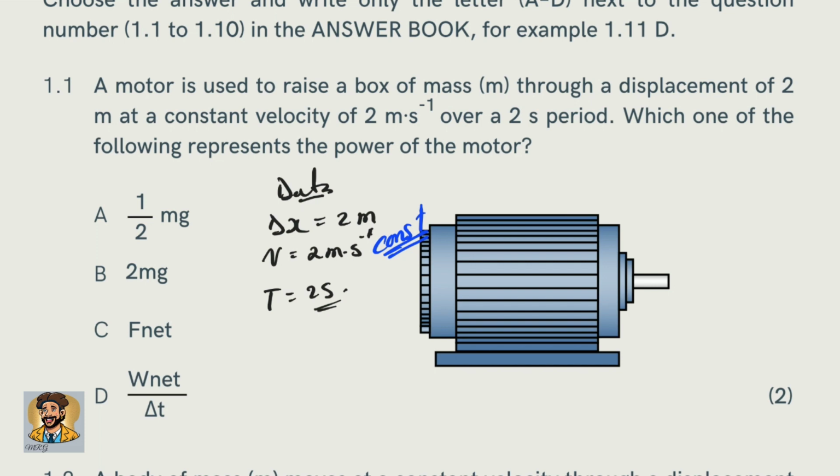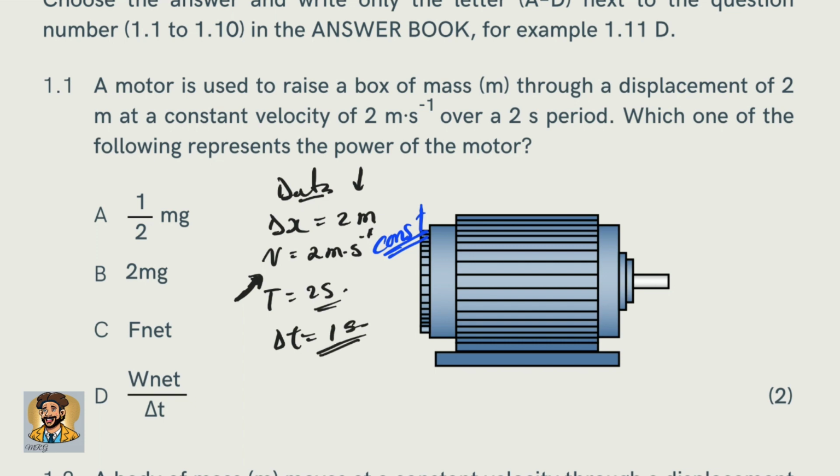So what we have to look at here is that this one is not the time. Look at the velocity, and this velocity is telling us that this motor is moving 2 meters in 1 second. In 1 second, 2 meters. So if the displacement is 2 meters, it means it took actually 1 second to move this object that specific displacement. So the actual time here is equal to 1 second.